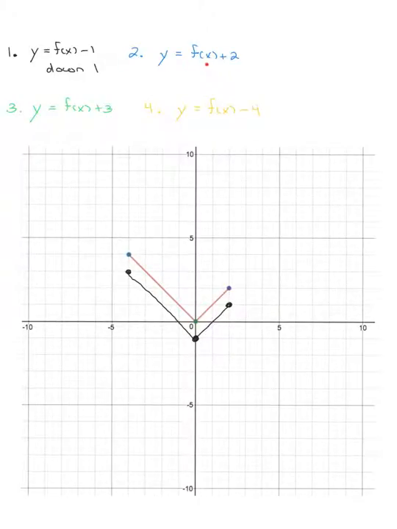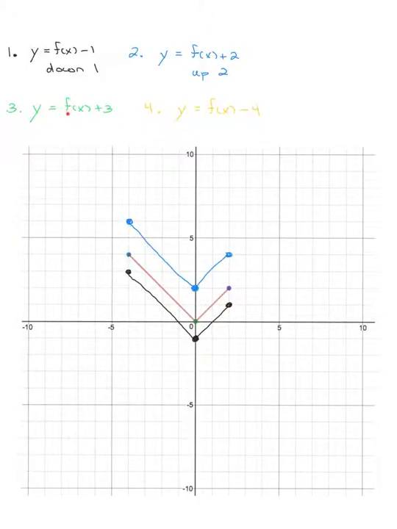Now if we compare this to f of x plus 2, again, we're outside the function, meaning we're changing the y value. So this is going to go up 2. So again, I'm going back to my main graph and moving each point up 2 places. So up 2 is here. Up 2 goes here. And up 2 goes here. And I connect the points. The blue graph is f of x plus 2.